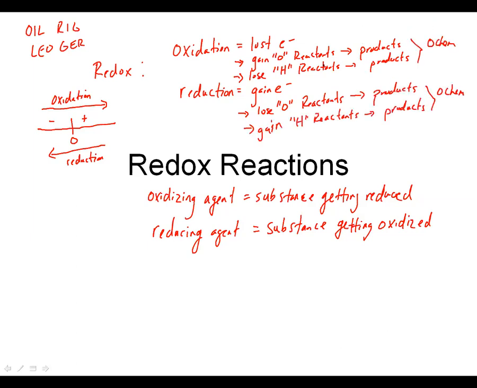Because in organic chemistry, oftentimes we'll deal with non-metal interactions, it's oftentimes easier to follow either hydrogen being gained or oxygen being gained or lost, rather than oxidation numbers and electrons. But in general chemistry, we usually focus in on these oxidation states, electrons being lost or gained.